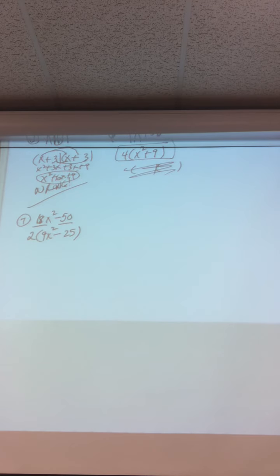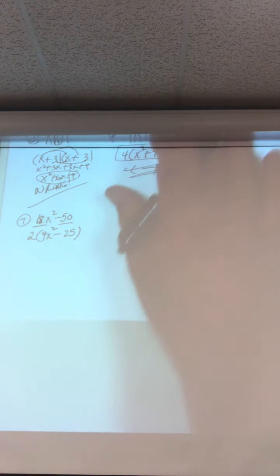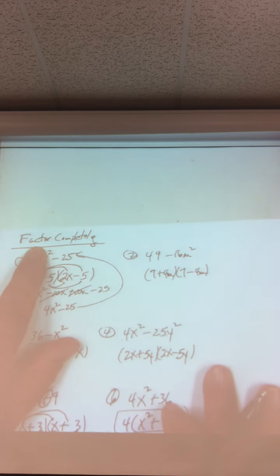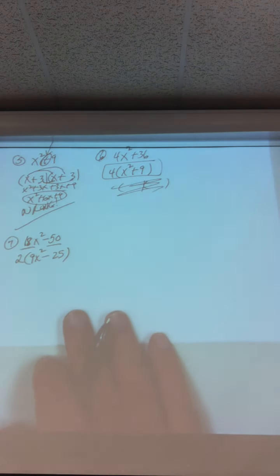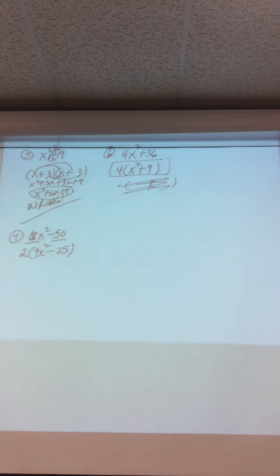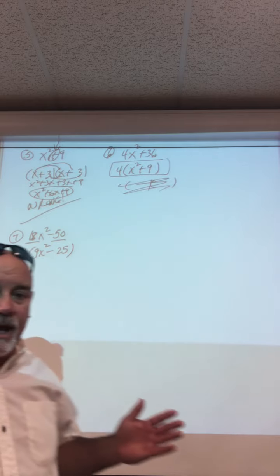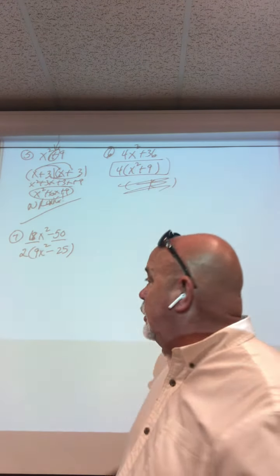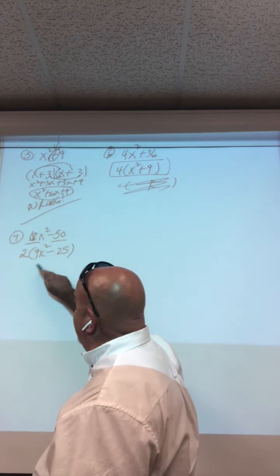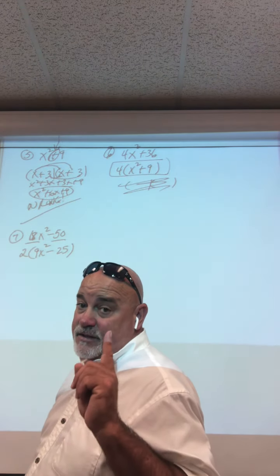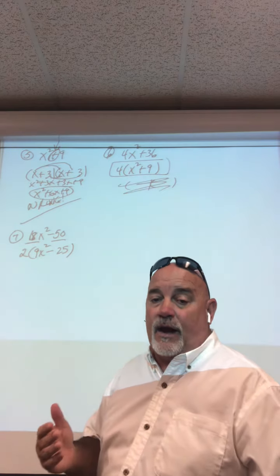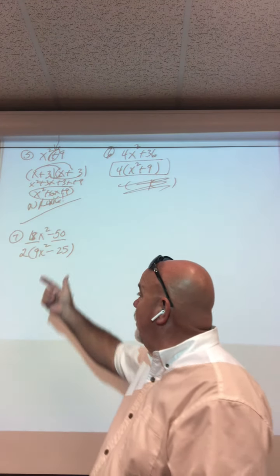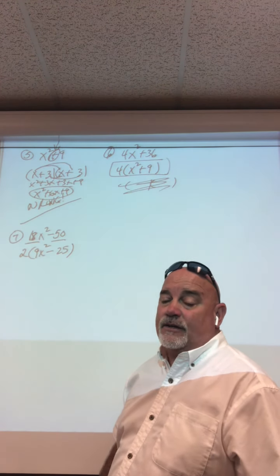But remember, the instructions don't say factor. What does the instruction say? Factor completely. And remember, I said this multiple times. When you take out a GCF, before you abort that problem, before you leave it, you look at what you have left and see if it'll break down again. Because if it does, and you don't factor it again, you don't get credit for that problem. So, does this factor again?